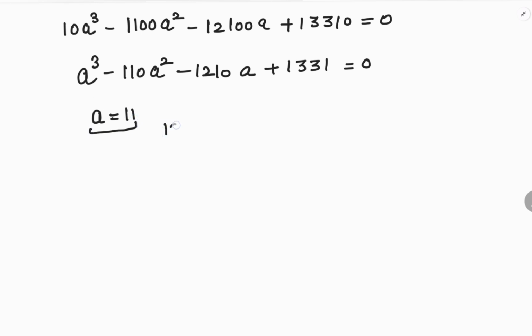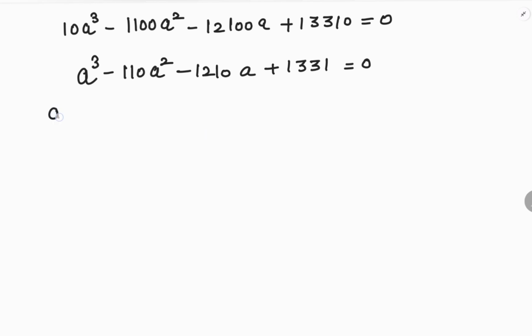This will become 11 cube, that is 1331, minus 12100 for the a square term, right? Because a square is 11 square, it will become 13310, and then minus 13310 for the a term, plus 1331. So if we solve this, we don't get 0. So that means a equal to 11 is not a solution.